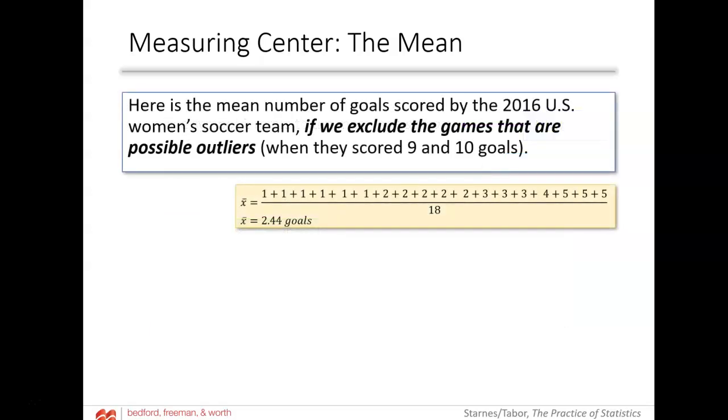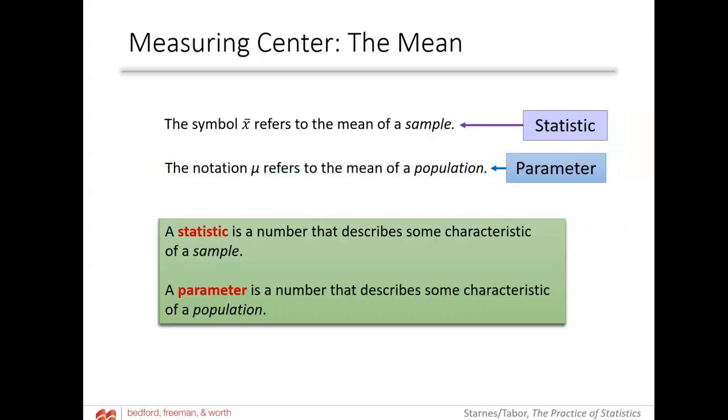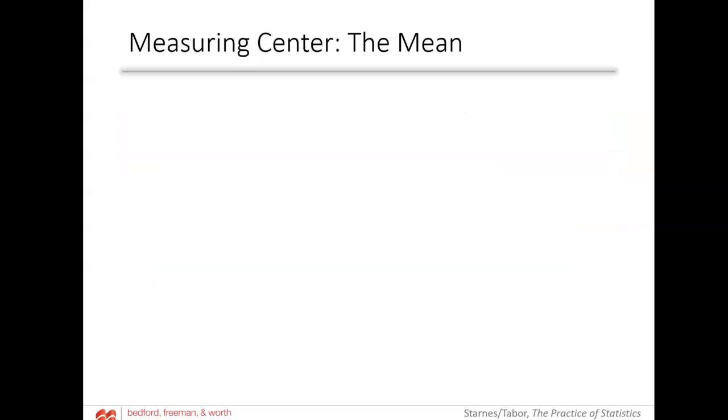That's the idea. So here's the mean number of goals scored in 2016 by the US soccer team. But what if we exclude those last 2 games where we might have had possible outliers? So it was a little hard to tell on this dot plot back.